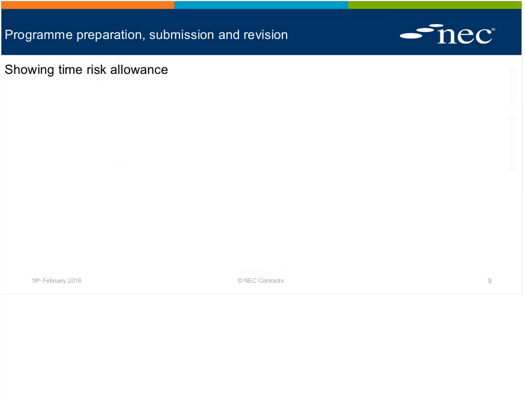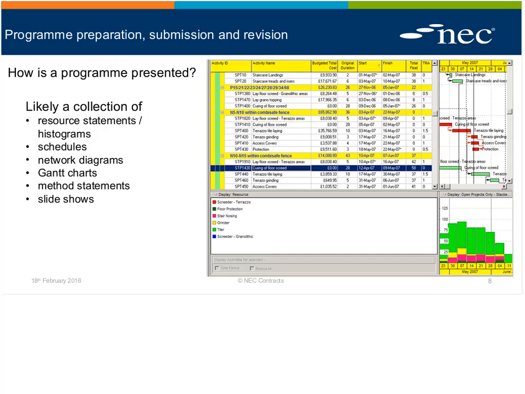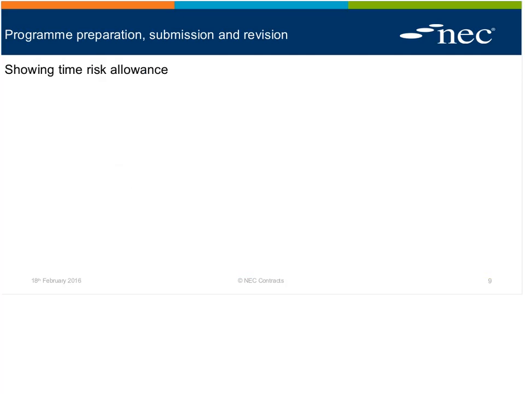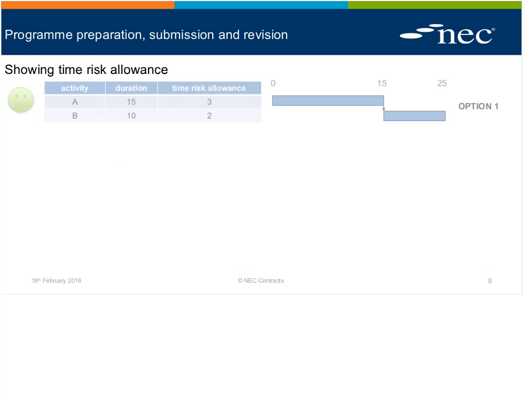Okay, if we jump back, part of the requirement to show in a program is float and risk allowance. Neither is particularly well defined. There's a little bit about risk allowance. Let's deal with risk allowance first. So how do we show time risk allowance and what is it?